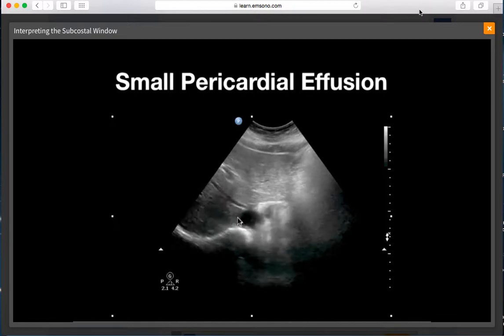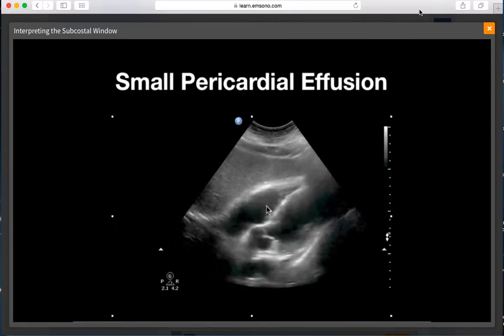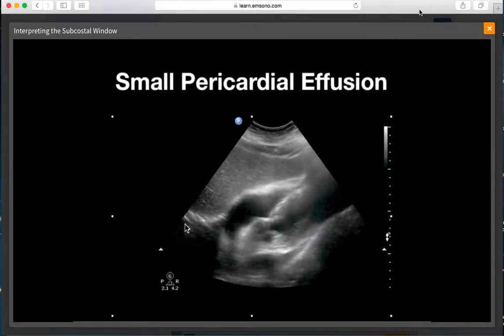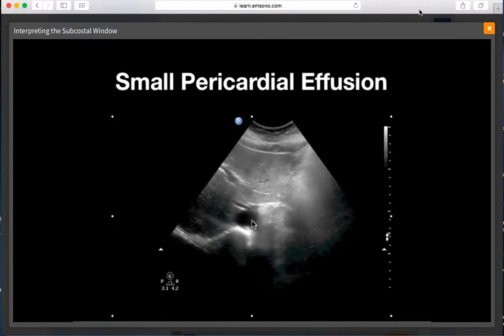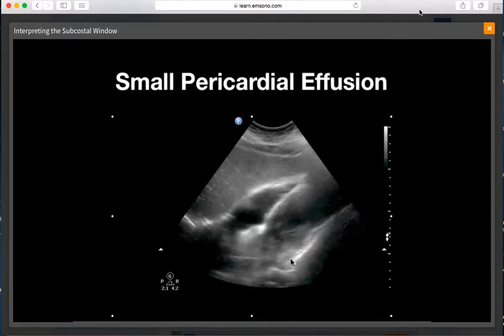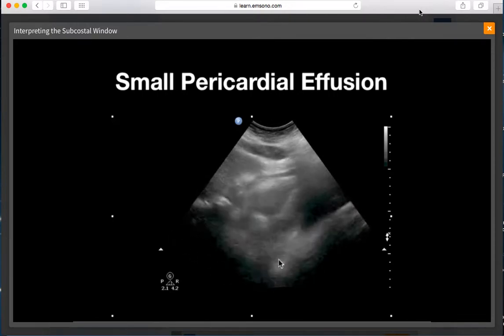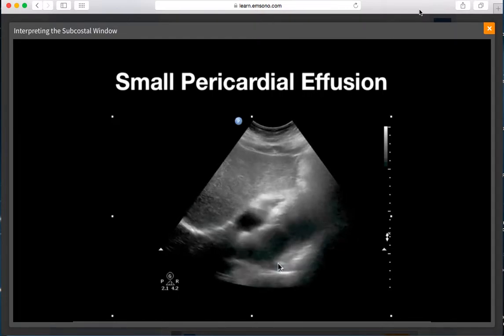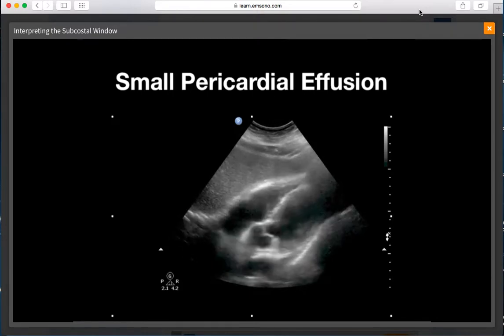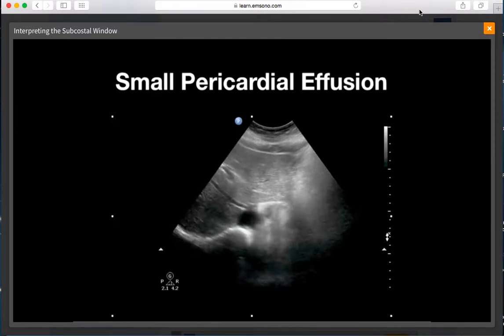Now here's a patient that has a small pericardial effusion, and you can see between the visceral and the parietal layers of the pericardium, you can see that there's a very small space that's surrounding the heart. This was not a trauma patient, this was a medical patient, but you can see that there's a very small effusion here, and you can see that it's also on the left side too. So the smaller the effusion, the more likely you are to miss it, and that's true whether you're a novice scanner or a more advanced scanner. So you're going to have to look very closely when doing these windows.